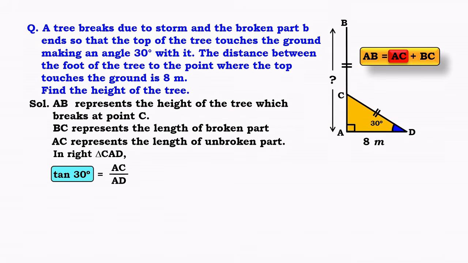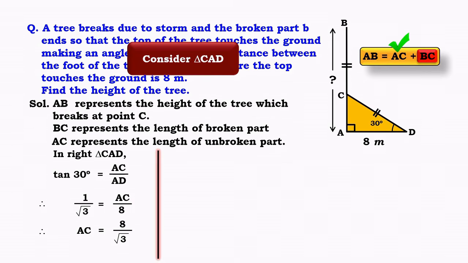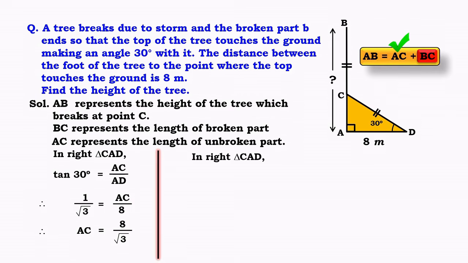We know that the tangent of 30 degrees is 1 divided by root 3. Therefore, 1 divided by root 3 is equal to AC divided by 8. On cross multiplying, we get AC equal to 8 divided by root 3. Now, let us find the length of the broken part, which is BC. Since the broken part of the tree is equal in length to CD, we can write CD equal to BC.